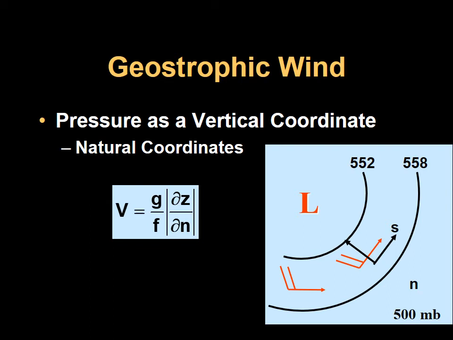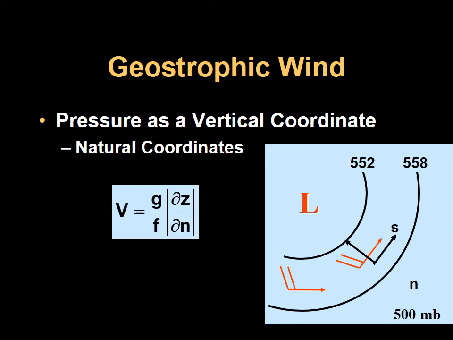So here is the equation in natural coordinates for the geostrophic wind on a constant pressure chart. V is the strength of the wind, the magnitude of the wind. Of course, g is gravity. f is your Coriolis parameter. You remember that was 2 omega sine phi. And then dz over dn. dz/dn is the change in height of a pressure surface, dz, in the n direction.